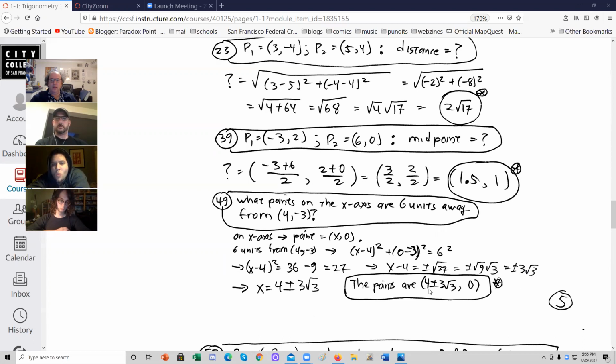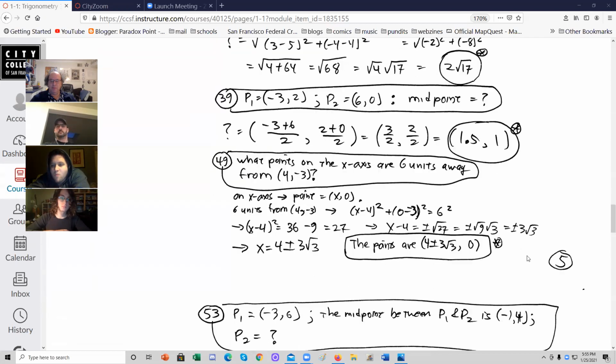So there are 2 points. 4 plus 3 root 3 by 0 and 4 minus 3 root 3 by 0. Both are 6 units away from 4 by -3.